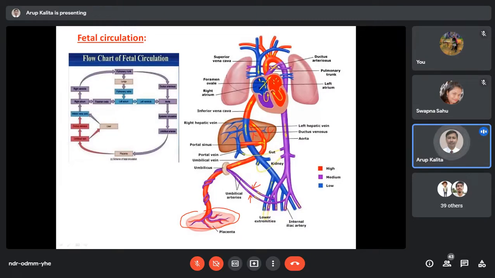After exchange takes place in the placenta, the umbilical vein, this red one is the umbilical vein, will emerge from the placenta, and it will enter into the animal body through the umbilicus. This is the umbilicus. After that, the blood will go towards the liver on the abdominal floor. Clear to you? Till now clear? Yes, sir.